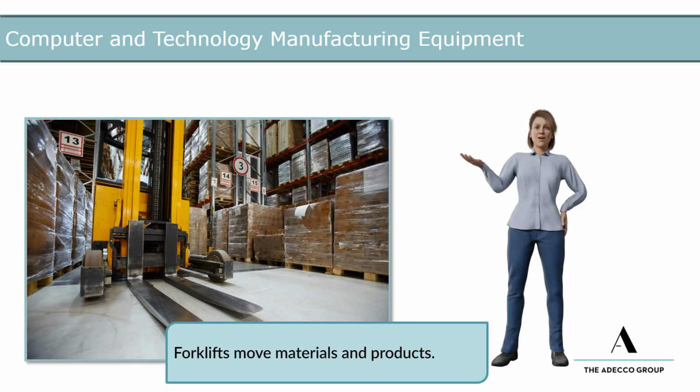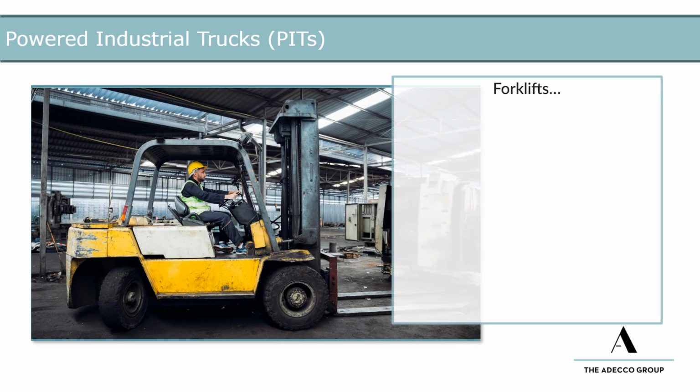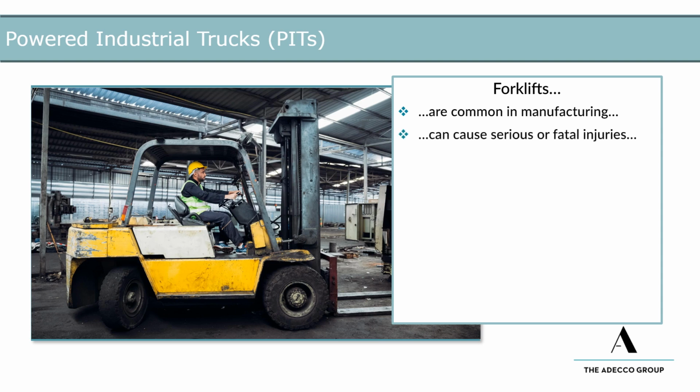Powered industrial trucks like forklifts are used to move raw materials and finished products. Powered industrial trucks are one of the most common and dangerous types of equipment found in manufacturing workplaces. One particularly common type of powered industrial truck is the forklift. In the United States, there are approximately 61,000 forklift accidents per year, with almost 35,000 of these resulting in serious injury and approximately 100 resulting in fatalities.